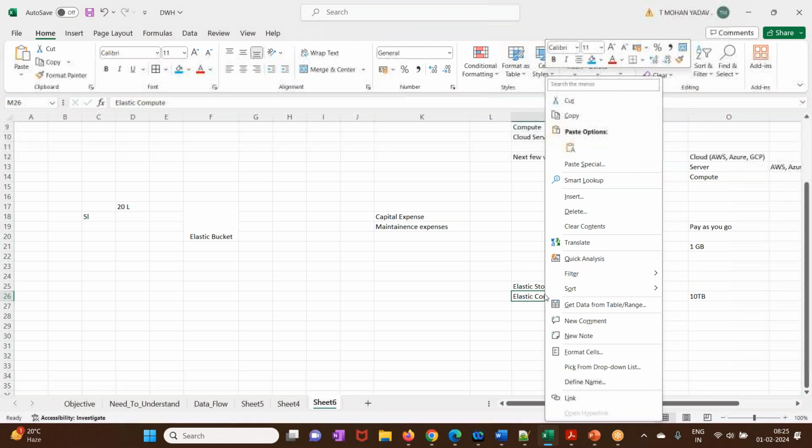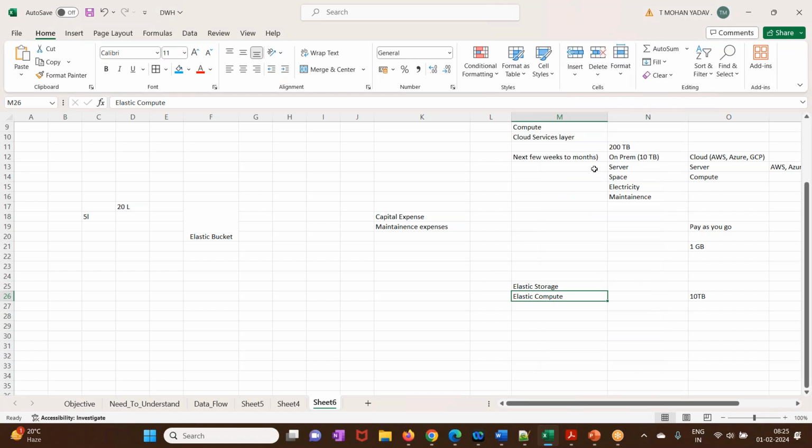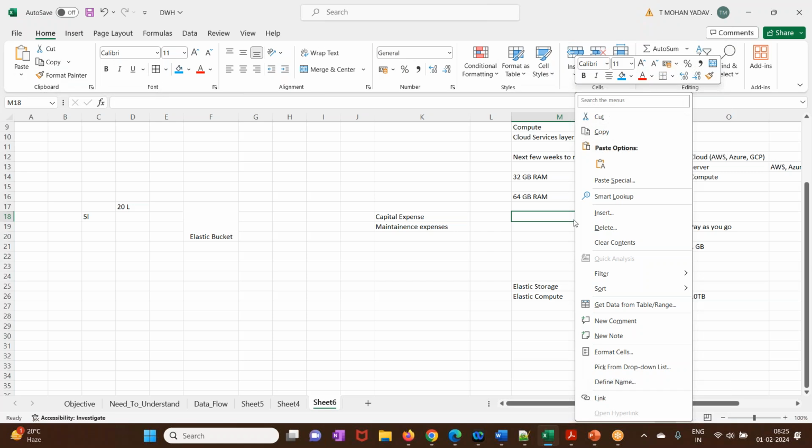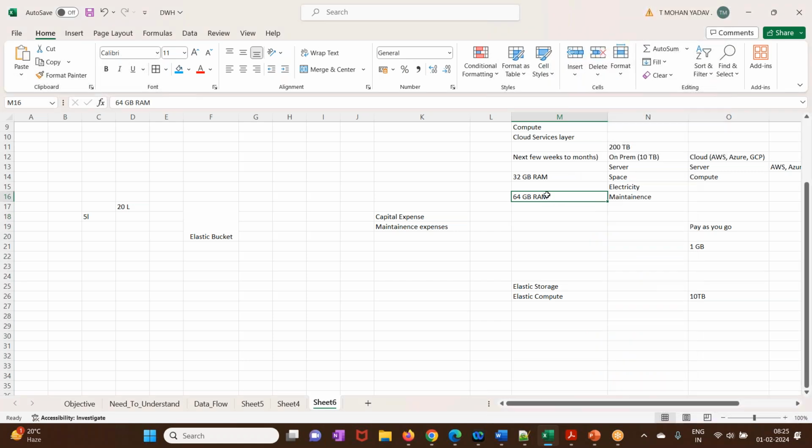Okay. So let us consider that in terms of on-prem, we have established 32 GB RAM. Our compute node requires 64 GB RAM. In order to process a particular data, we require 64 GB RAM, but we have only 32 GB RAM in our on-prem.